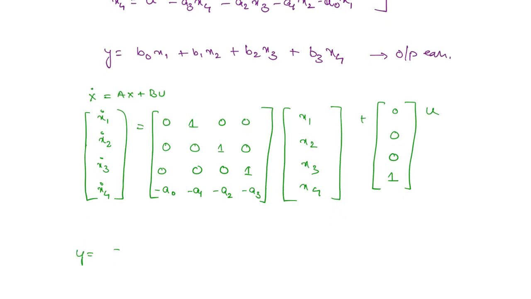Now what about the output equation? Y you can write with x1, x2, x3 and x4 here. Y is equal to b0 x1, b1 x2, b2 x3 and b3 x4. Then what about the input function? It is not depending on the input function, so simply 0 times u. So this is how you obtain the controllable canonical form, the state model as well as the state diagram. Next we will try to get the observable canonical form.